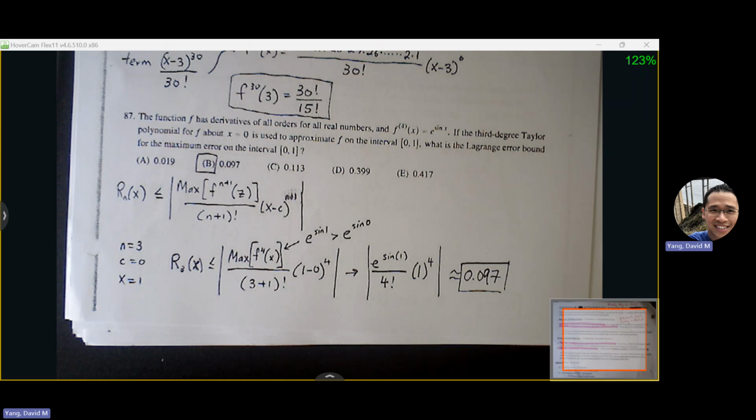Yes, but all we need to know is to find the maximum value on this interval. So sine of 1 is not the same thing as sine of x equals 1. Because of the calculator question, we can just plug 0 and 1 into our fourth derivative and see which one produces the larger maximum value. And e to the sine of 1 is larger than e to the sine of 0. So we're going to keep that in the numerator to give us the best value we want.